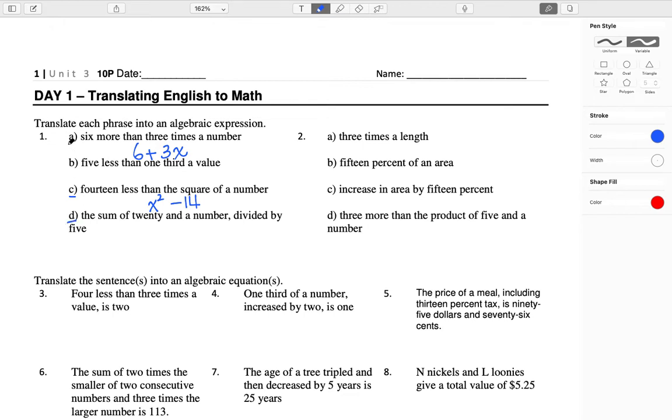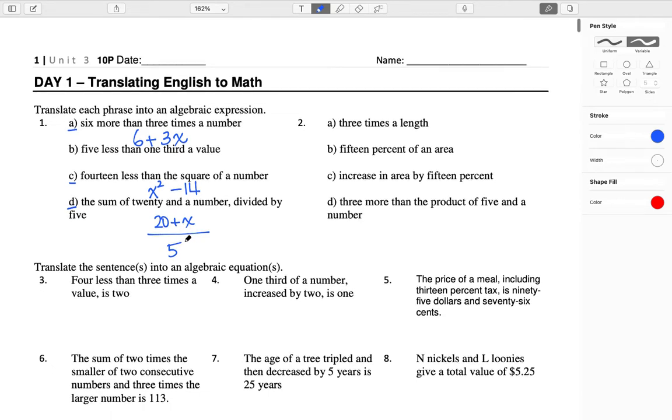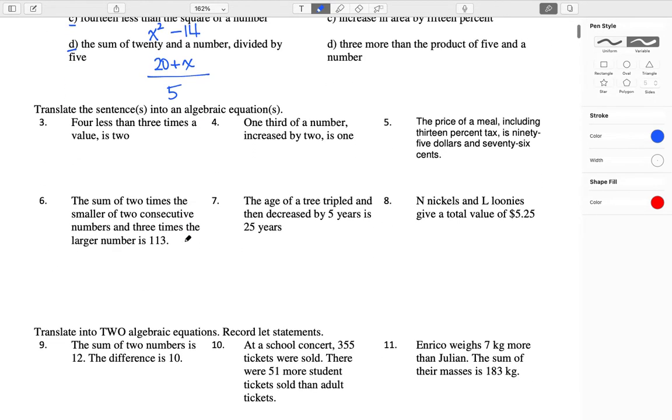And for letter D, the sum of 20 and a number divided by 5. So what that means is that the sum, which is 20 plus x, and then you divide it by 5. Okay. Now what about number 4?